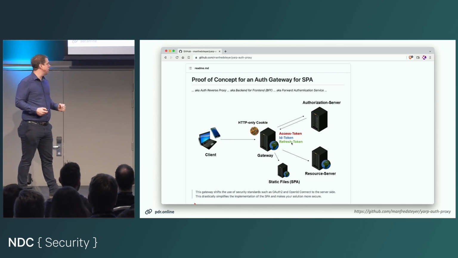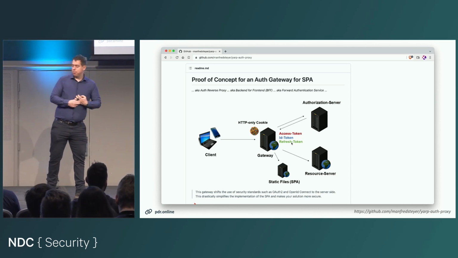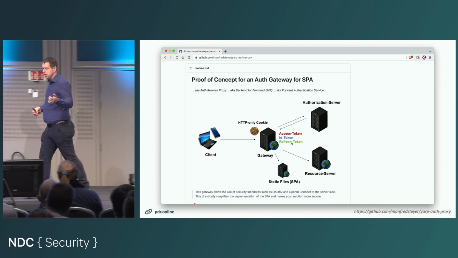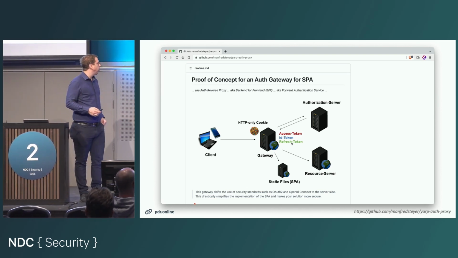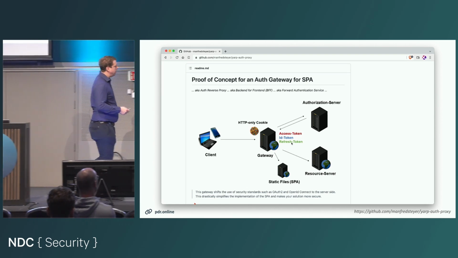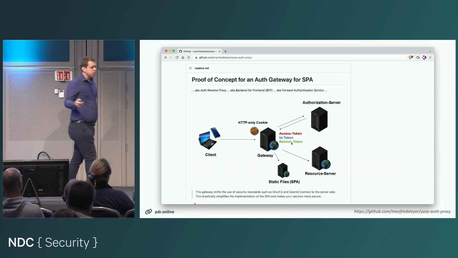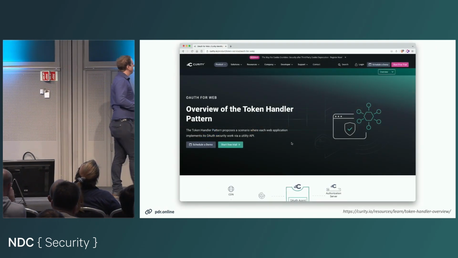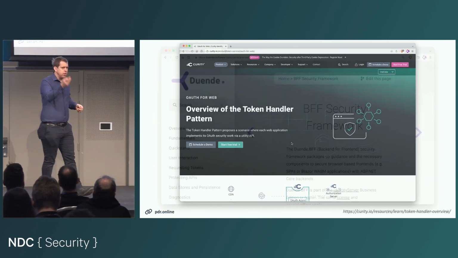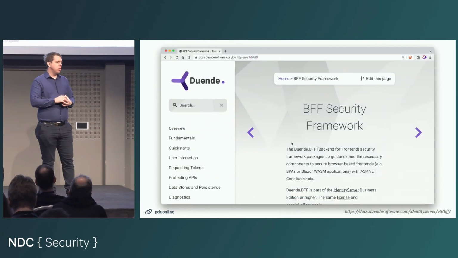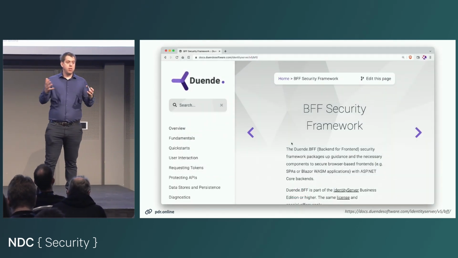Here's a proof of concept in .NET using YARP. It's from Manfred Steyer, if you know him. He builds Angular stuff. This is a good starting point to get some ideas. I don't think it's production ready, but what the hell. You can also find some other implementation patterns like token handler. It's basically a BFF without the name BFF. Or you can talk to the guys outside in the Duende booth, because they actually have a full-featured BFF.